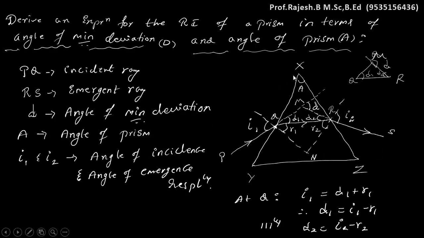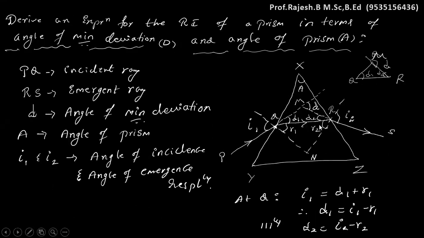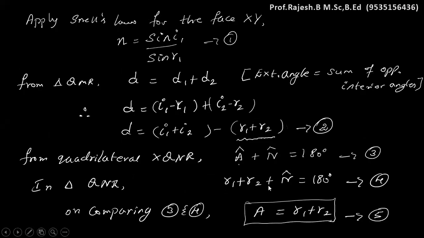From the quadrilateral XQNR, observe the quadrilateral here in the diagram. The sum of the opposite angles is 180 degrees. So A plus N becomes 180. Similarly, in the triangle QNR, the sum of all these three angles is 180 degrees. So R1 plus R2 plus N becomes 180. So from these two equations, we can write that A equals R1 plus R2.